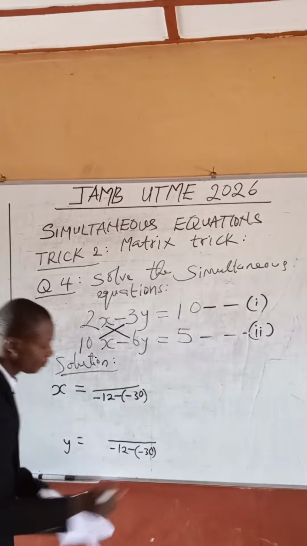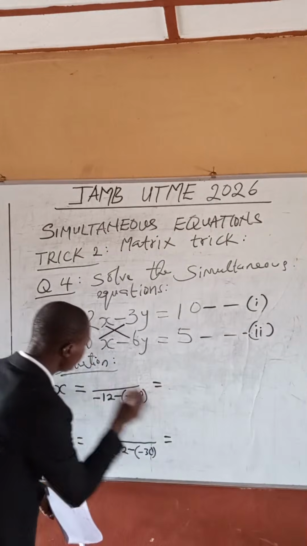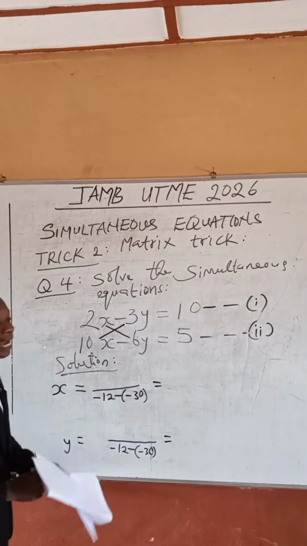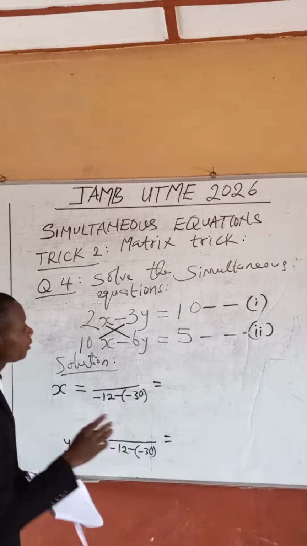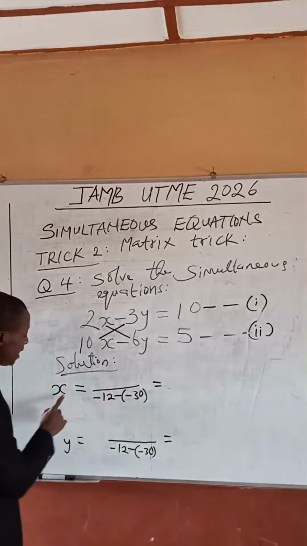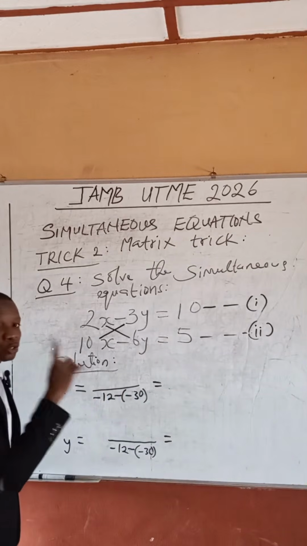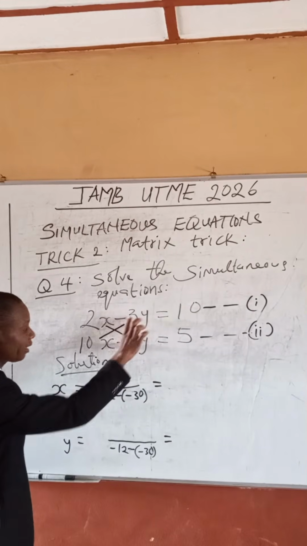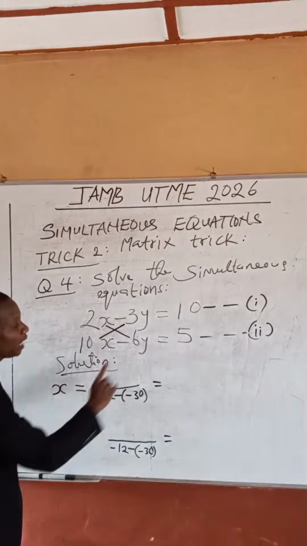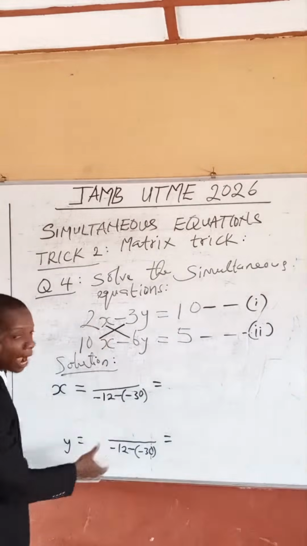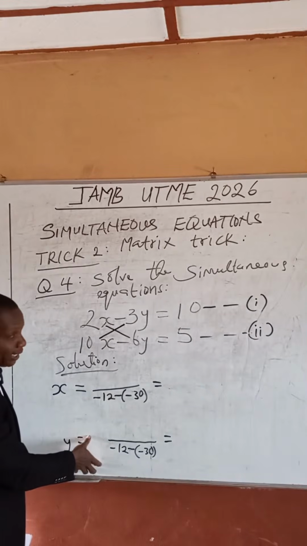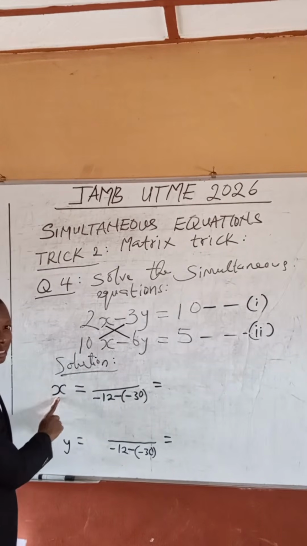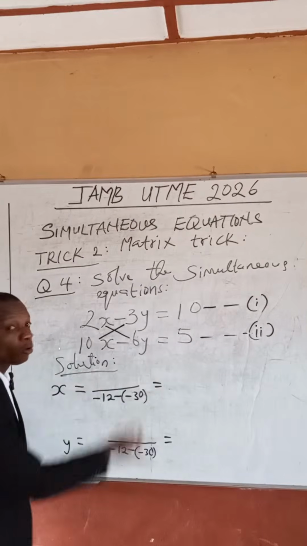We will find its value later. You just write equals here. But let's look at the numerators. The numerators are not the same; they are different. When finding x, cross multiply using the coefficient of y. Use the coefficient of y for x, and use the coefficient of x for y. That is very important, please.